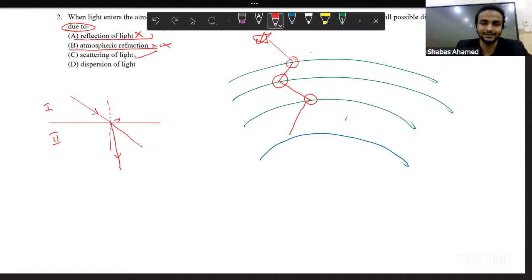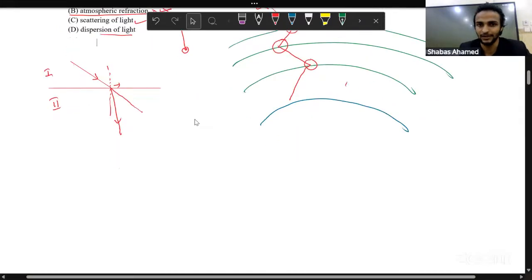Then scattering is the process where, when the light ray is coming, suppose this is a small dust particle, the light is absorbed by this particle and spreads in all directions. That is scattering. And dispersion means white light is spreading into VIBGYOR. So in this case, the answer is scattering of light.